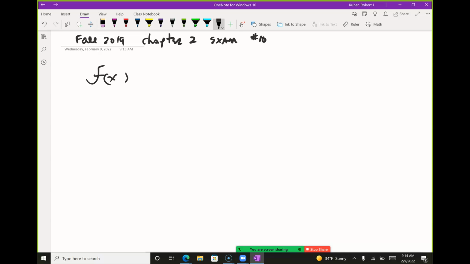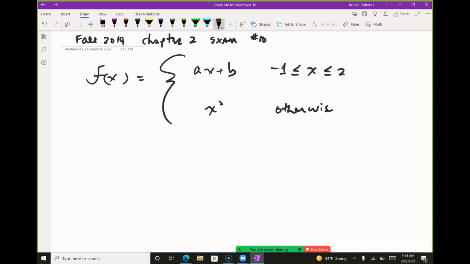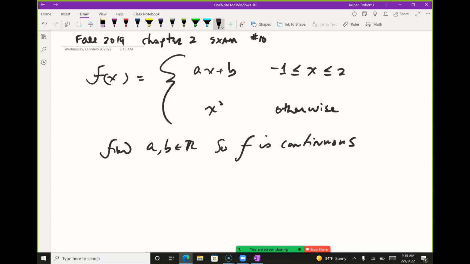So I've got a function. It's a two-piece function. I've got a linear piece. Oh, look at that, between -1 and 2. And I've got a quadratic. I got an x squared curve everywhere else. Right? We want to find A and B. So f is continuous. All right, so everybody's kind of with me here.